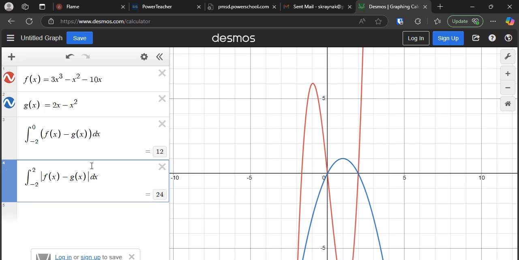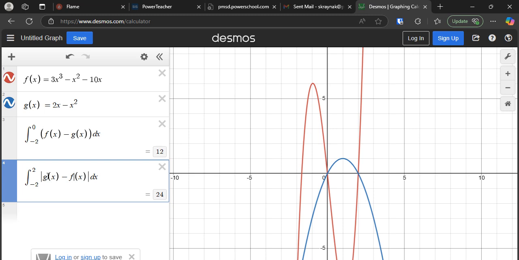All right. So yeah, if you have a calculator active problem, the absolute value takes care of the legwork of you breaking up the integral into multiple pieces. That's really the key to this. The absolute value saves you on that one. And it doesn't matter what order it's in, whether I do f of x minus g of x or g of x minus f of x, because you're absolute valuing it, it doesn't care.